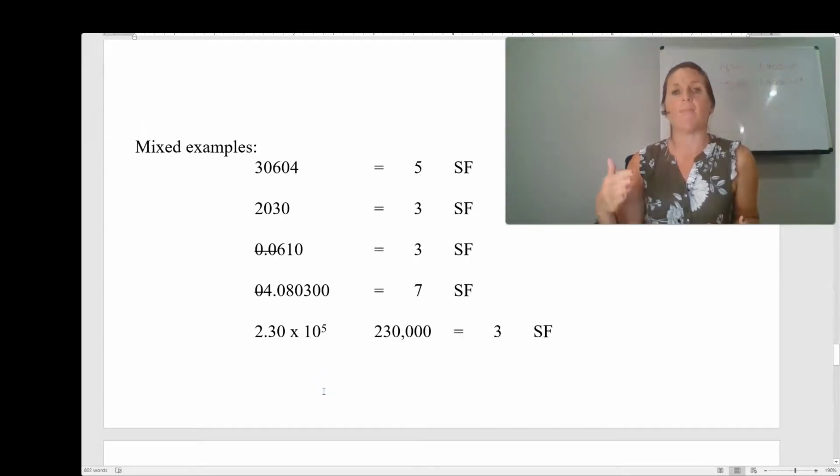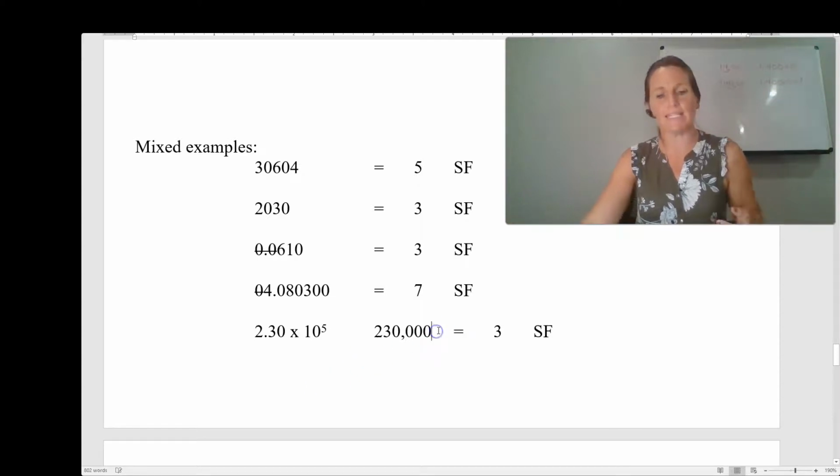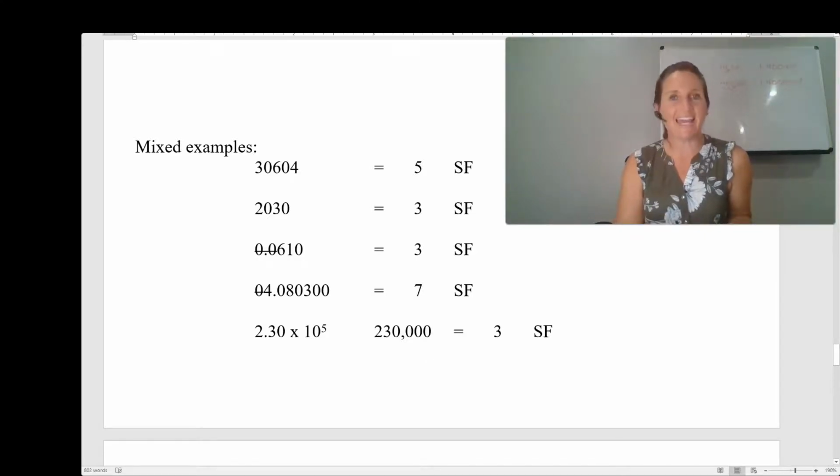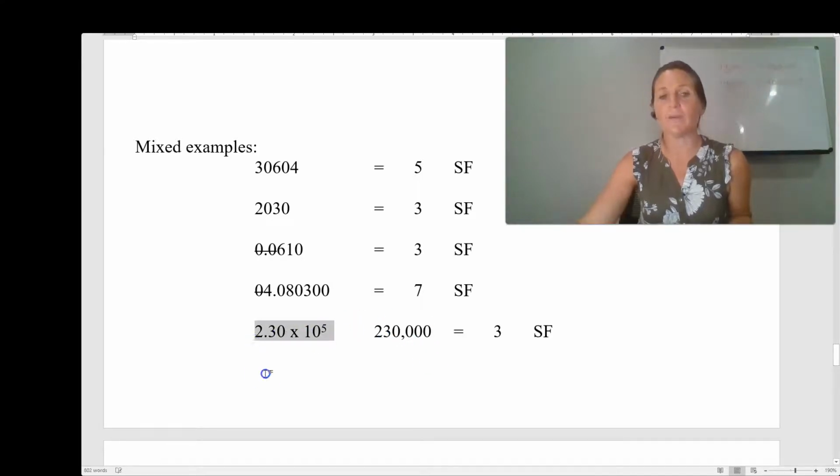figures. If we put a decimal place here, that would indicate that we had 6 significant figures, and that is not true. If we don't have the decimal place, that indicates that we only have 2 significant figures, and that is not true. So the only way to write 230,000 with exactly 3 significant figures is by using scientific notation. That's why scientific notation is so helpful for us in science.